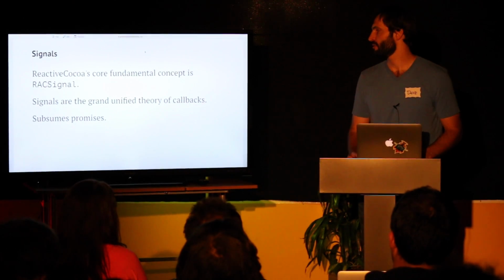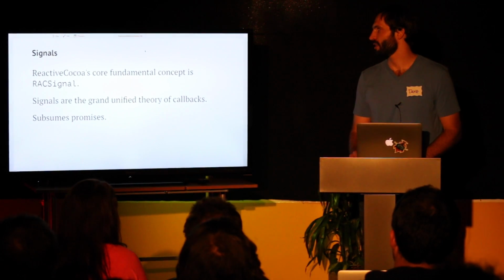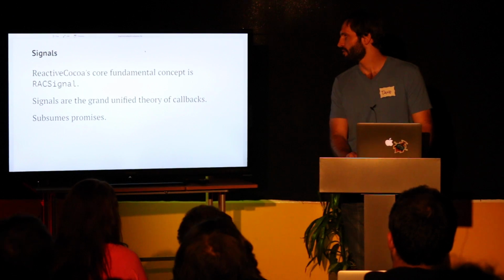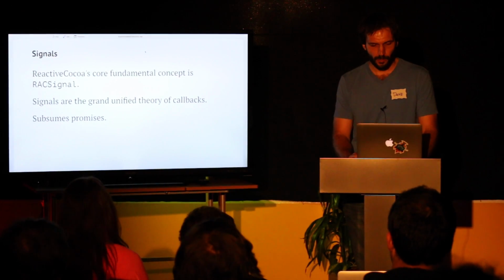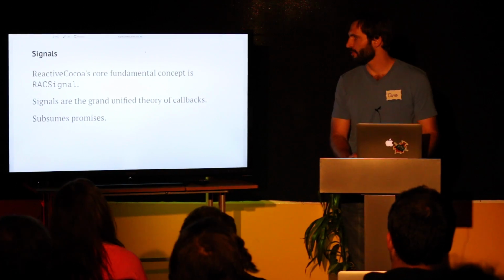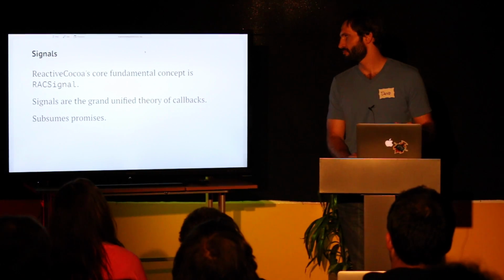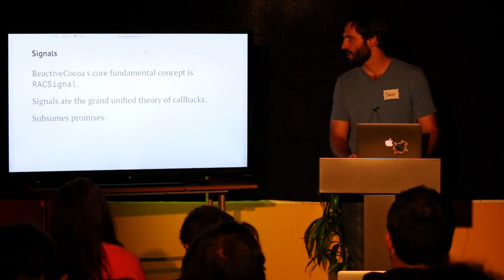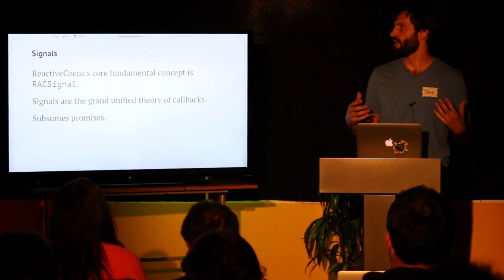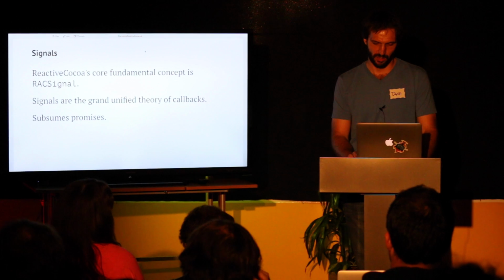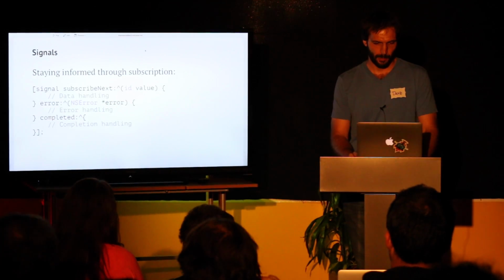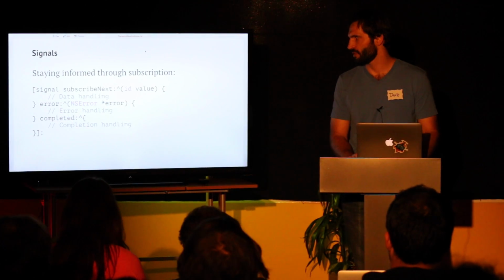So signals, in Reactive Cocoa, we like to think that they're the grand unified theory of callbacks. So you just use signals everywhere. And I added the line about promises there at the end because Ian talked about promises. Signals are super promises in a way. They can do what promises can do, but they can also do a bit more. I can talk about that in questions after.